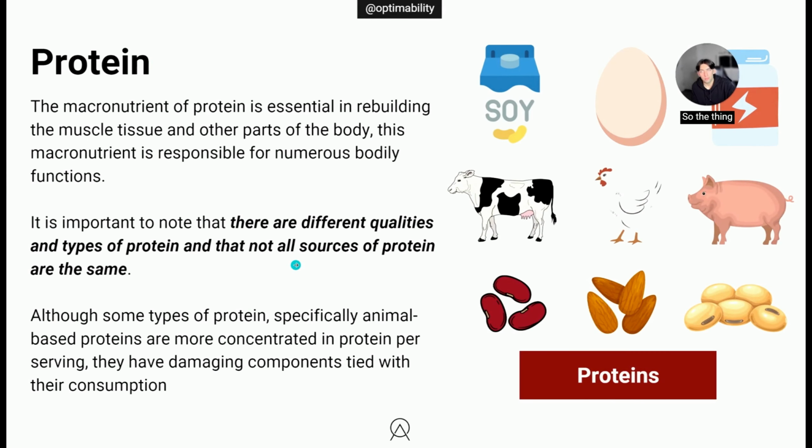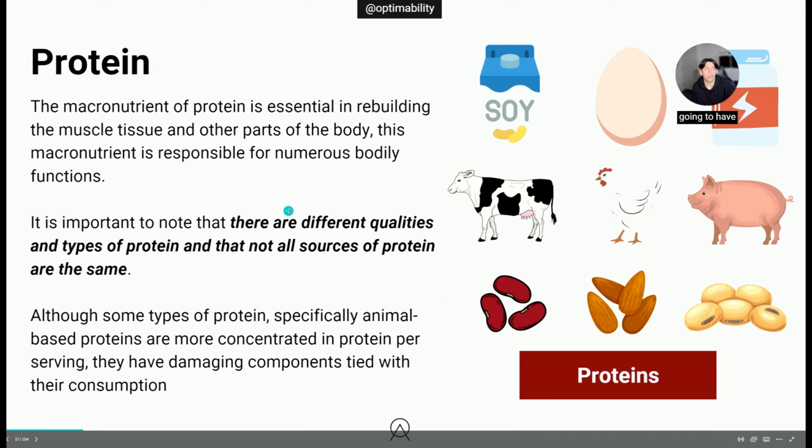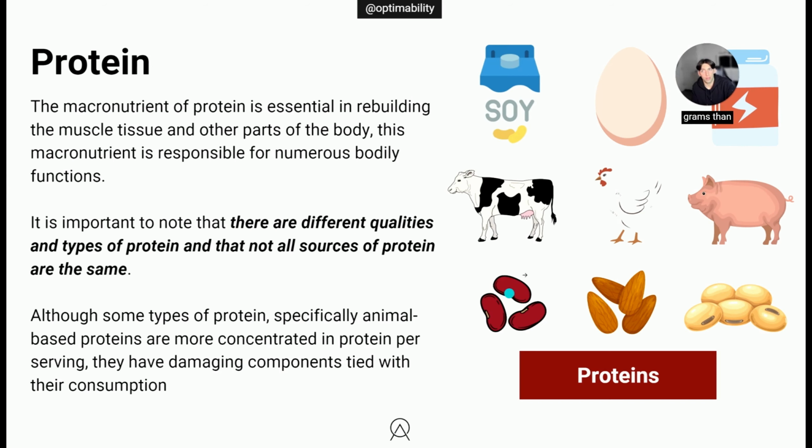Protein. So the thing with protein, and we're going to dive a lot deeper into this in this section here, is it is important to note that there are different qualities of protein and that not all sources of protein are the same. Although protein is essential, it is dense in some instances and it is not as dense in other instances. For example, a steak is going to have a lot more protein per 100 grams than beans, right? So yeah, that's just something to keep in mind as we keep moving forward.